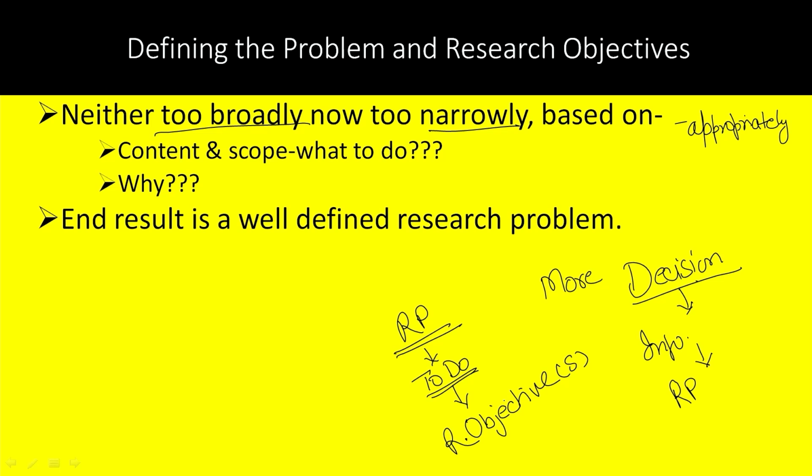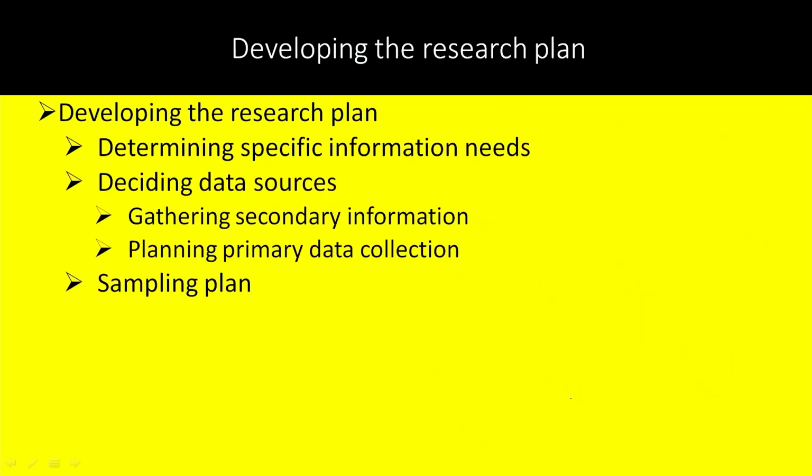So, the best way to do this is to start in a reverse mode. Start with what decision to take, go in reverse order, reach the research problem, and then make a list of all the actions or tasks which need to be performed to solve that problem, and that to-do list becomes our research objectives. So, the next step after deciding the research problem and research objective is to develop a research plan.